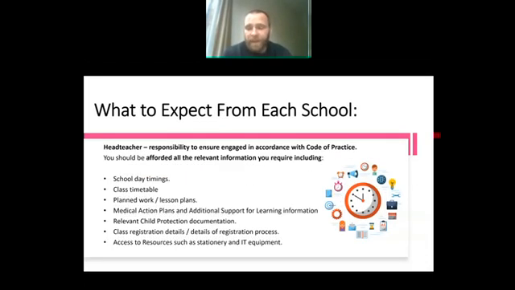Looking now at what to expect from each school, it's head teachers that have the ultimate responsibility for ensuring that teachers who are engaged in short-term supply do so in accordance with the SNCT Code of Practice, Appendix 2.8a. From the beginning of any engagement, fixed term or short term, you should be afforded all the relevant information that you require. Examples of such information can be school day timings, class timetables, planned work and lesson plans, medical action plans and additional support for learning information, the relevant child protection documentation, class registration details, details of the registration process in the school, and access to resources such as stationery and IT equipment.